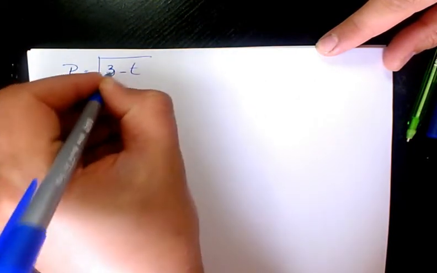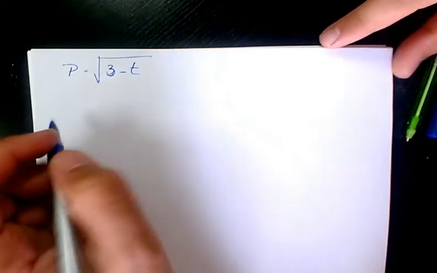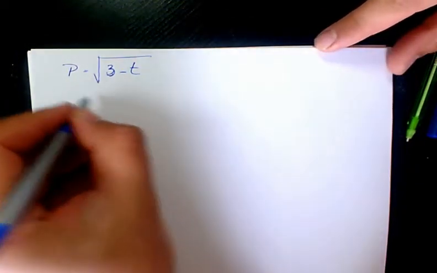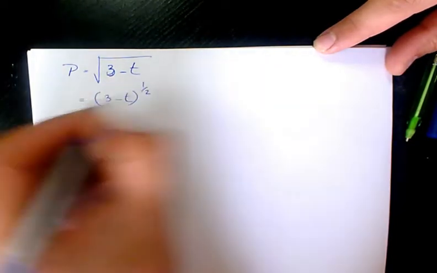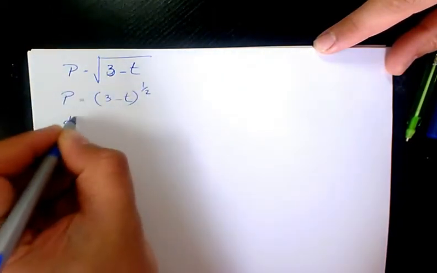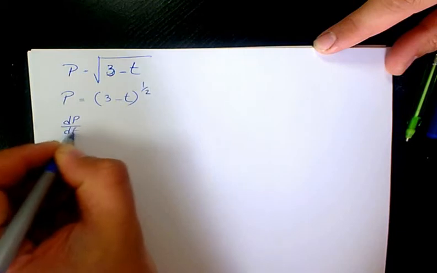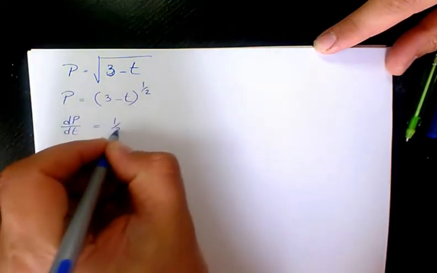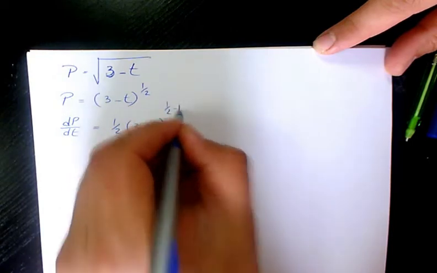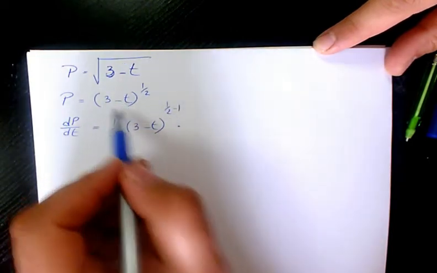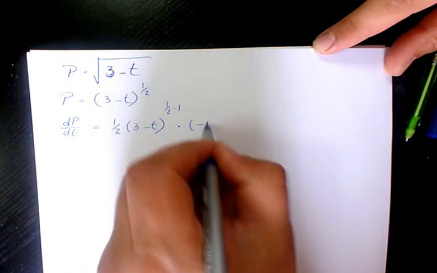Next example, p equals square root of 3 minus t. So we can say that equals 3 minus t to the power of 1 over 2. So dp over dt will be 1 over 2 times 3 minus t to the power of 1 over 2 minus 1 times derivative of 3 minus t, which is going to be negative 1.